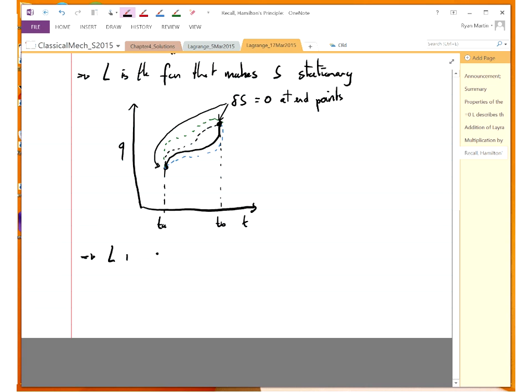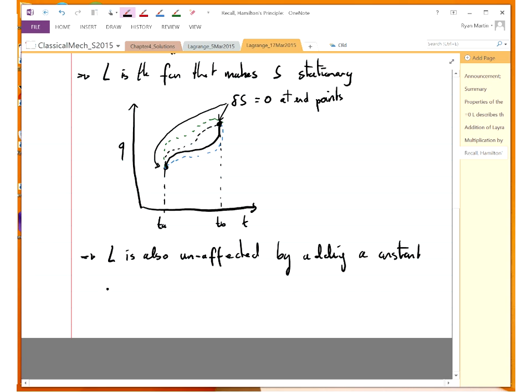So L is also unaffected by adding a constant term. That's just a special case. That's like changing the zero of potential energy.